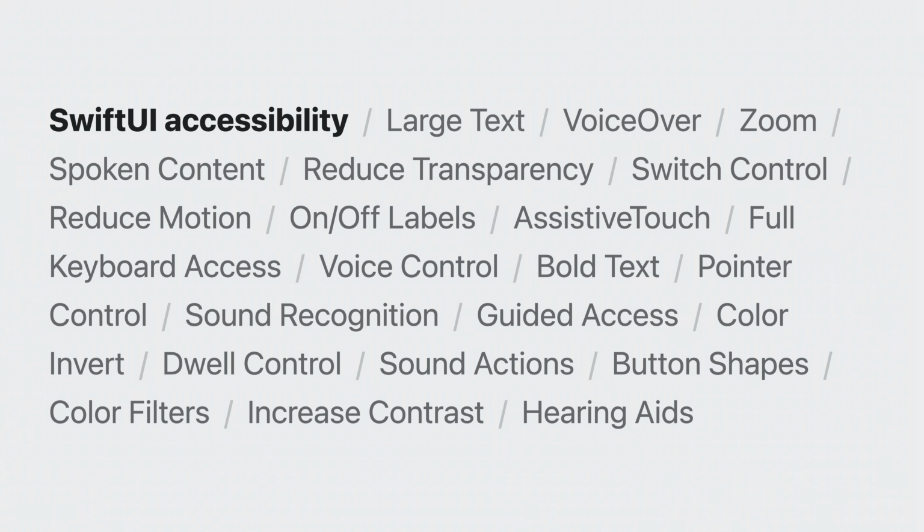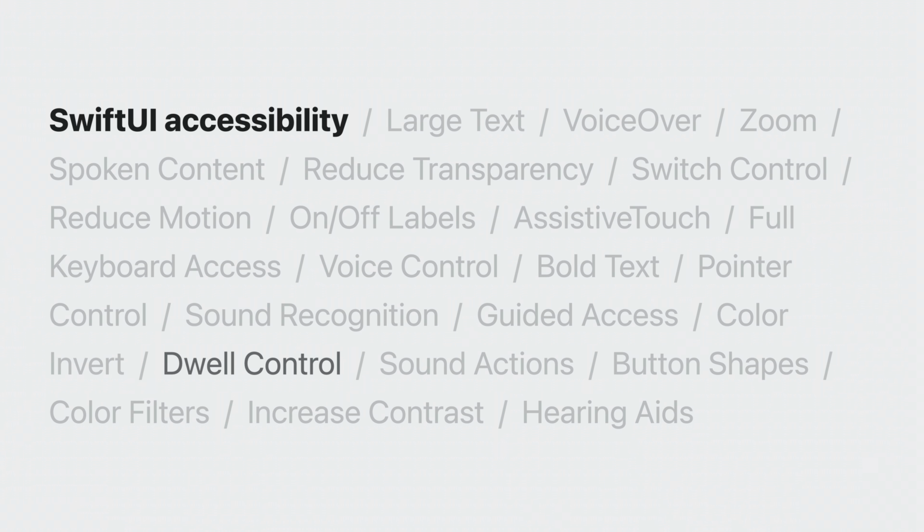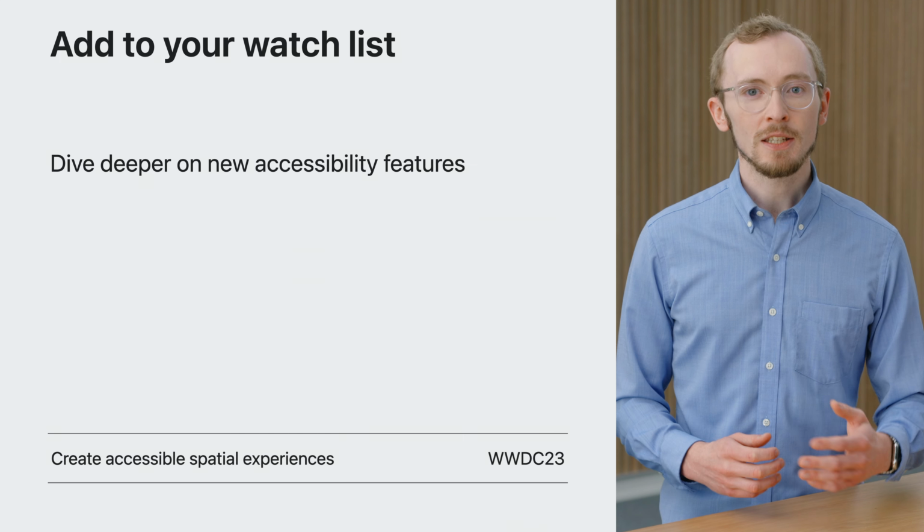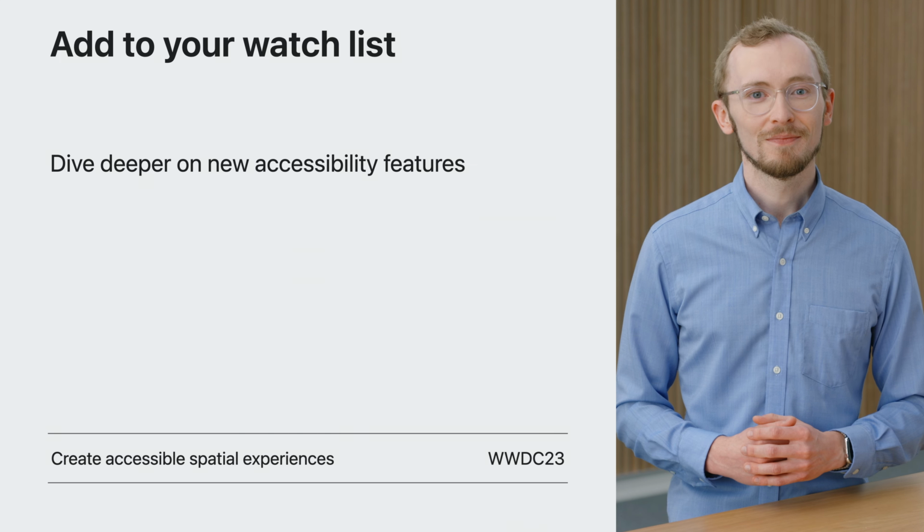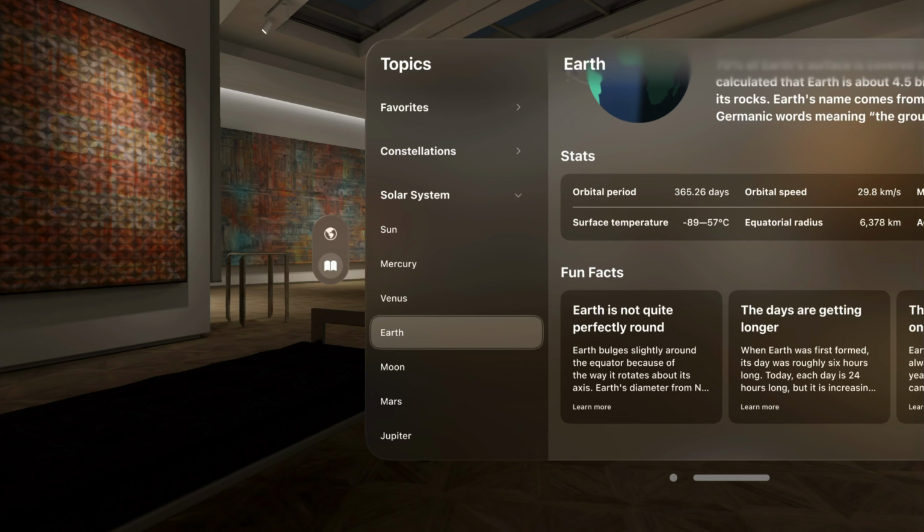And many of these features have been reimagined for the platform, like Dwell Control, which allows people to use and navigate your apps using only their eyes. To learn more about these great features and how to make your app accessible to everyone, check out Create Accessible Spatial Experiences. A critical tool to making interaction feel easy and intuitive with spatial computing are hover effects.